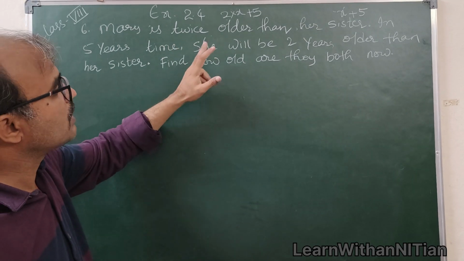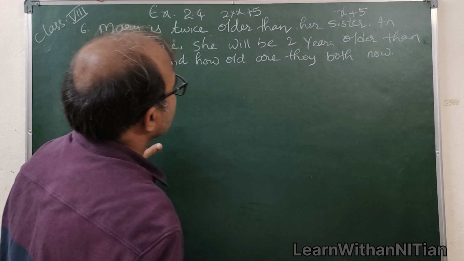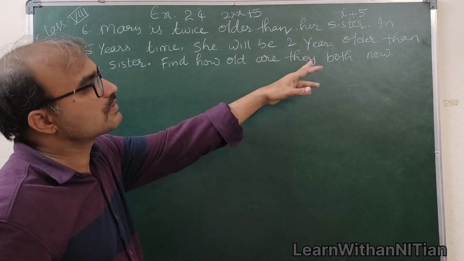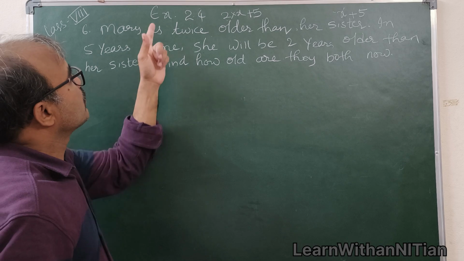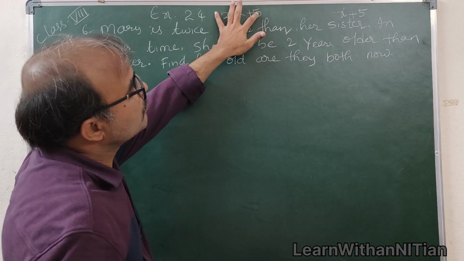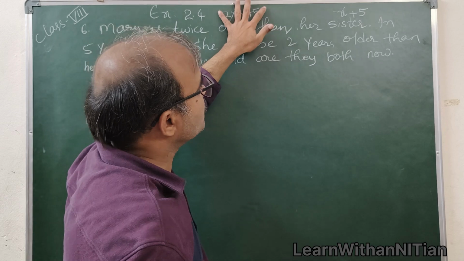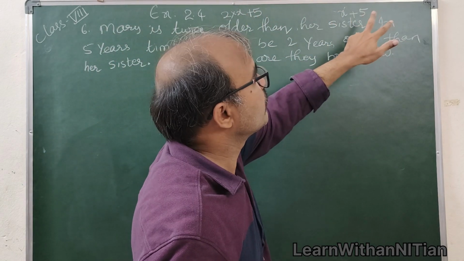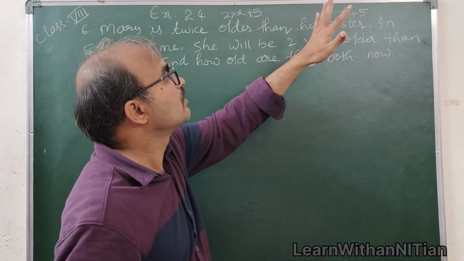So, but as per the problem, we will continue. In 5 years time, Mary will be 2 years older than her sister, right? So that is why Mary's age will be 2 years more than this number. Mary's age will be 2 more than this. That is why if you add 2 to this, you will get this, right? Isn't it? You have to understand that.